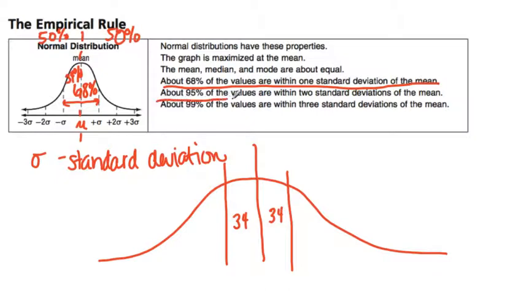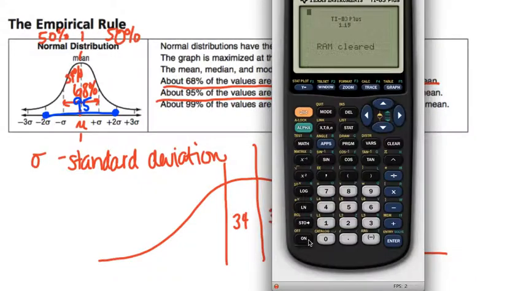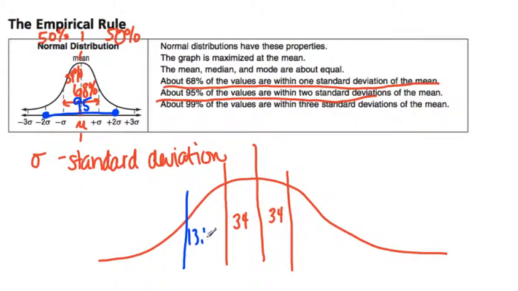Then it says about 95% of the values are within two standard deviations. So if you think about it, from here, two standard deviations to here would be a total of 95. If I divide that by 2, that would be how much is over on each side. So 95 divided by 2 means 47.5 is from here to here. So 47.5, but I already have 34%, so I would subtract that. And that means 13.5% would be here, and 13.5% would be here.